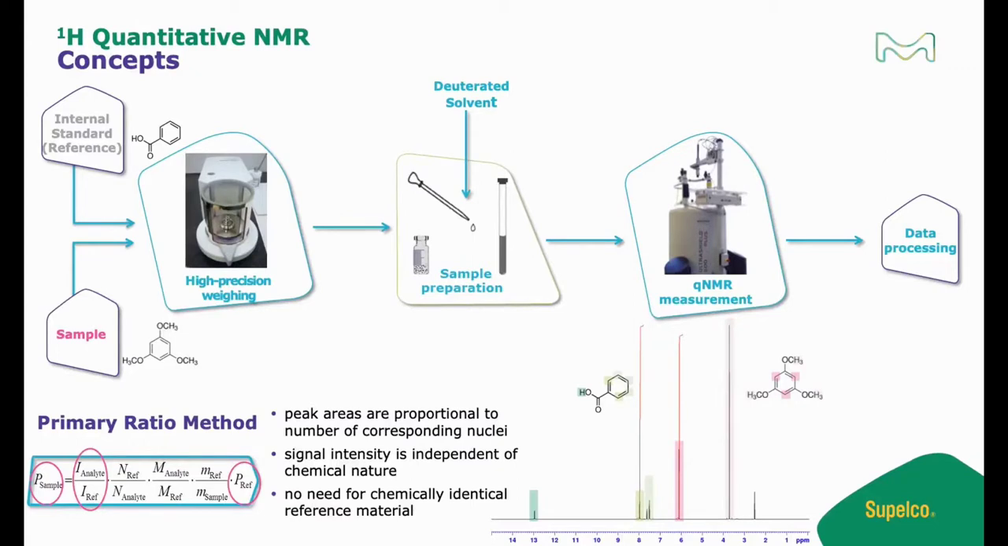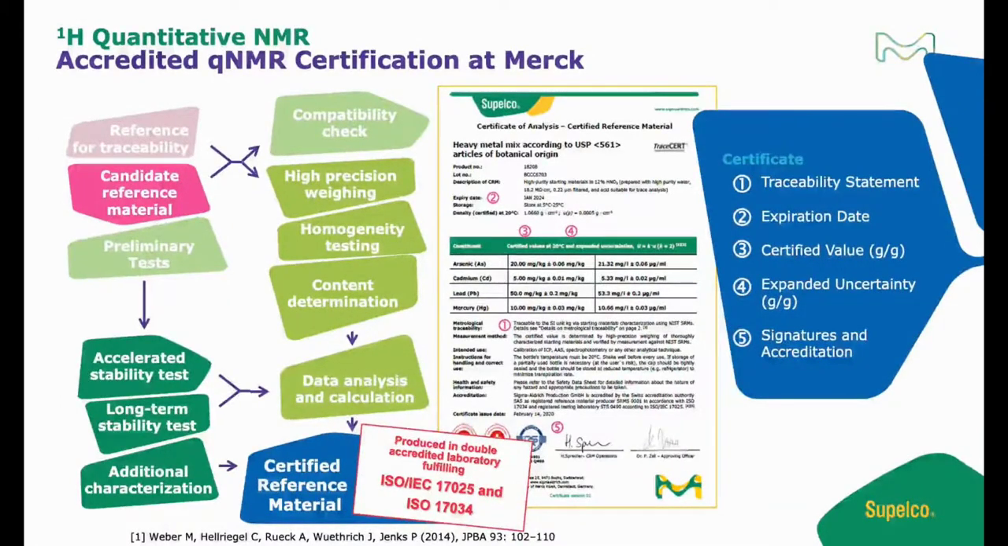Traceability is achieved by using, for example, a material from NIST or a NIST SRM traceable internal standard. QNMR is a primary ratio method and impurities do not affect the result. After a comprehensive number of tests, from content determination and homogeneity to stability, the CRM is issued in accordance to the ISO 17034-17025 double accreditation with a certificate provided according to ISO Guide 31, including the components that we have discussed previously, like traceability statement, expiration date, certified value, expanded uncertainties, as well as the required signatures and stamps from the accreditation body.